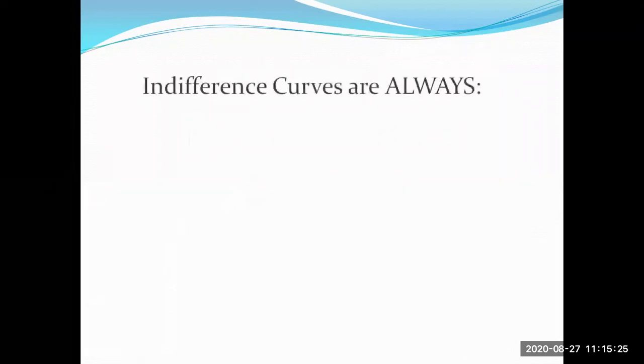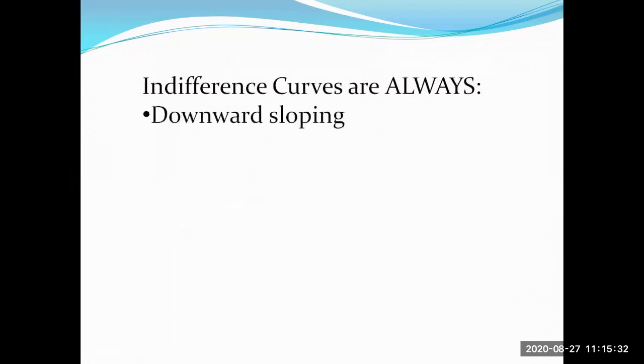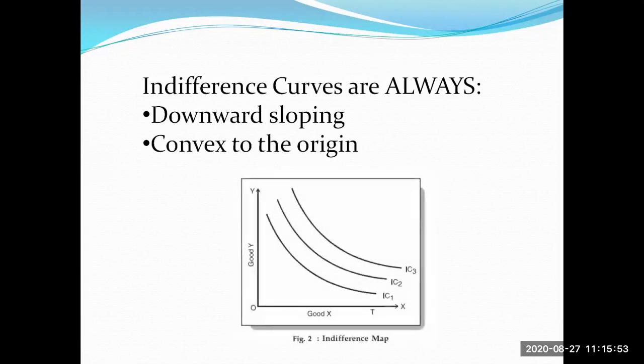As I mentioned in my previous video, indifference curves are always downward sloping. So, as I move from left to right, my indifference curves move downwards. And almost all indifference curves are convex to the origin. So, these default indifference curves are always bulged towards the origin. So, we essentially have indifference curves which look like this.